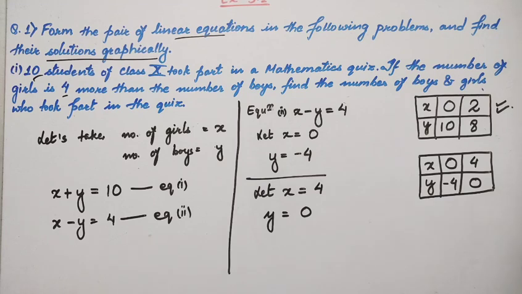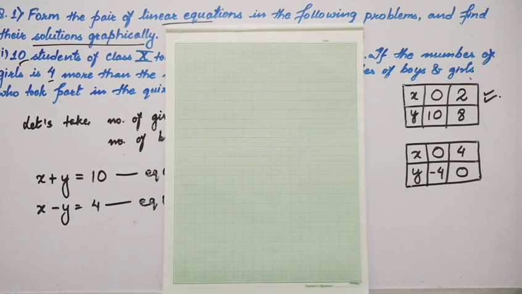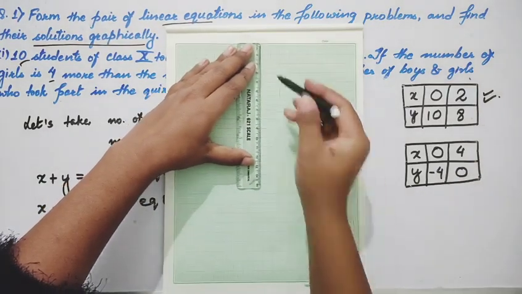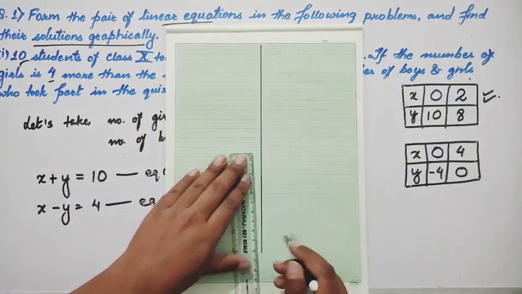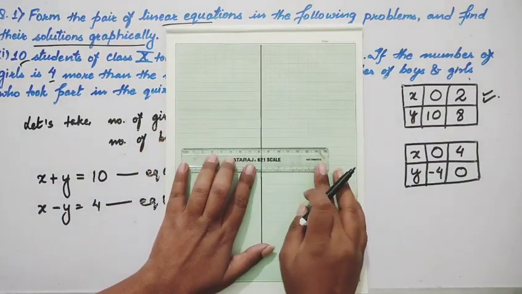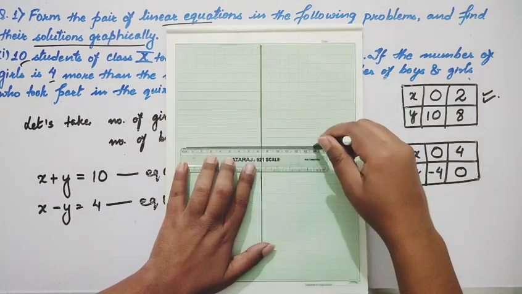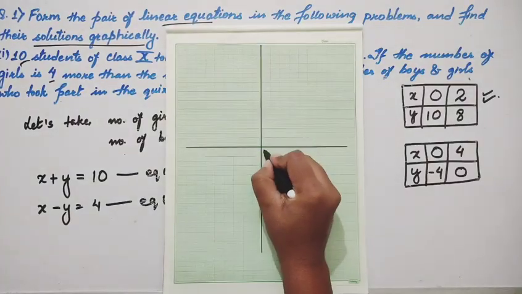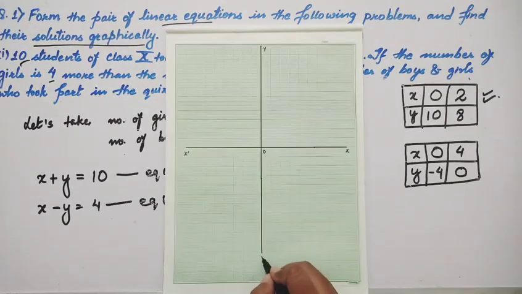Now let us graph these points on a graph paper so that we can get the accurate answer. Here we are with the graph paper. Now let us draw these points. First of all, let us make x-axis and y-axis. Let us take this as origin, this is x-axis and this is y-axis.